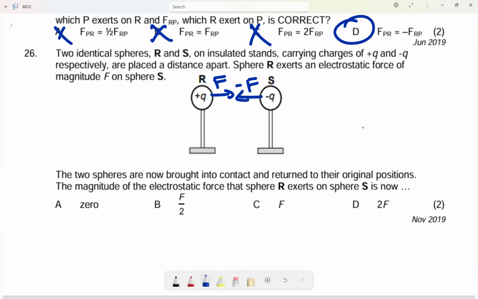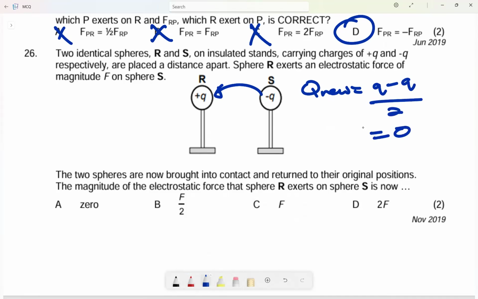The magnitude of the electrostatic force that R exerts on S is now, okay, let's first find their new charges, Q new, because they were in contact. There will be a transfer of electrons from the one that is more negative to the one that is less negative. Q new is going to be (Q minus Q) divided by 2, which is 0. So they will have a charge of 0. Therefore there is no force that can be exerted.